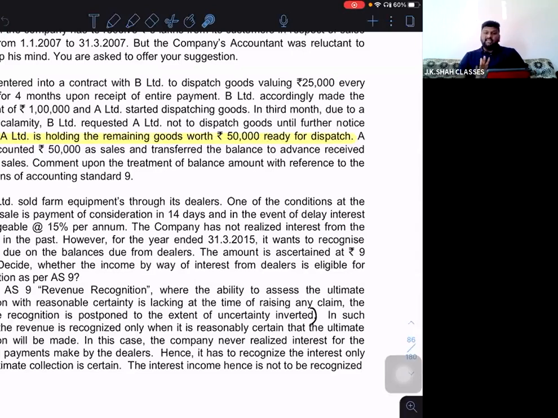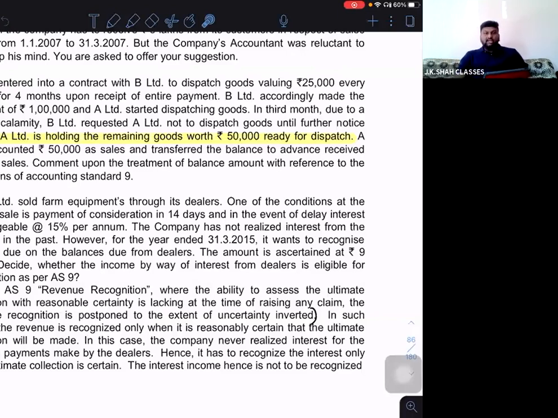So here what will I say? The treatment given by the accountant is not correct. It is wrong. Because the accountant should have recorded it as a sale because both the conditions are getting satisfied. Condition number 1, it is clearly stated that A Limited is holding the remaining goods. Holding the remaining goods means what? He has separately identified it. And he is ready for dispatch. Ready for dispatch means he can deliver it at any point of time.